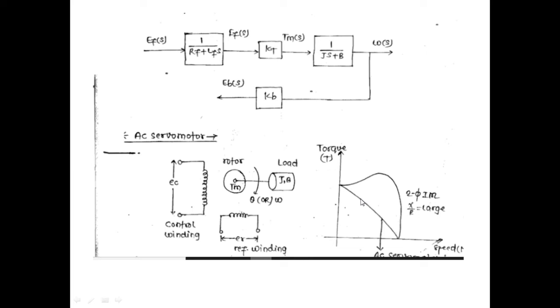I can have this negative slope torque speed characteristic by shifting this curve from here to here. This could only be achieved by increasing the value of resistance. Therefore, this curve is for a larger value of X by R ratio, and this is for a smaller value of X by R ratio. So this is all about an AC servo motor.